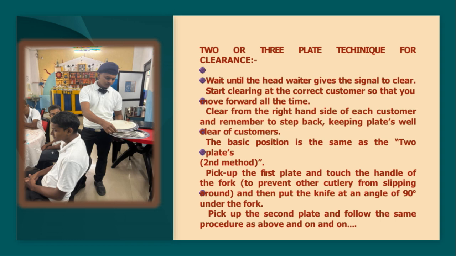The basic position you should adopt is similar to the second method of the 2-plate technique. When picking up the first plate, touch the handle of the fork first. This helps prevent the cutlery from slipping around. Then, carefully place the knife at a 90-degree angle underneath the fork. Repeat this process for the second plate, following the same procedure.